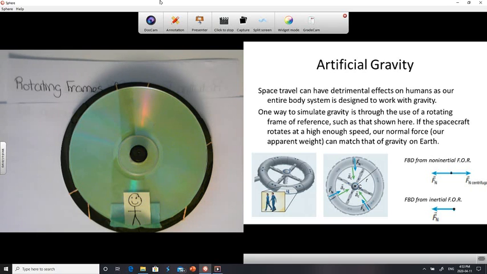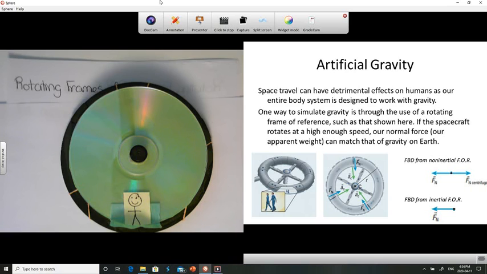Now, if we have a spacecraft that's a rotating frame of reference, we can manipulate the speed of rotation of that spacecraft to make our normal force similar or equal to that of gravity. And since our normal force is our apparent weight, that means we would appear to still be experiencing gravity.